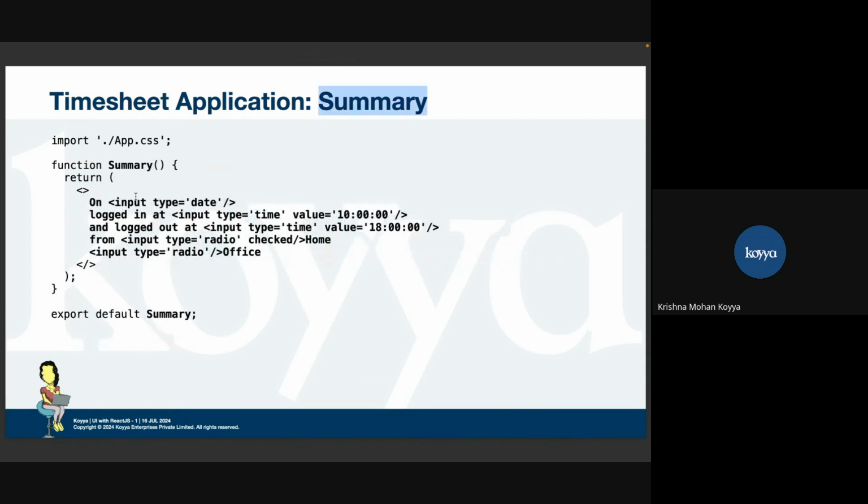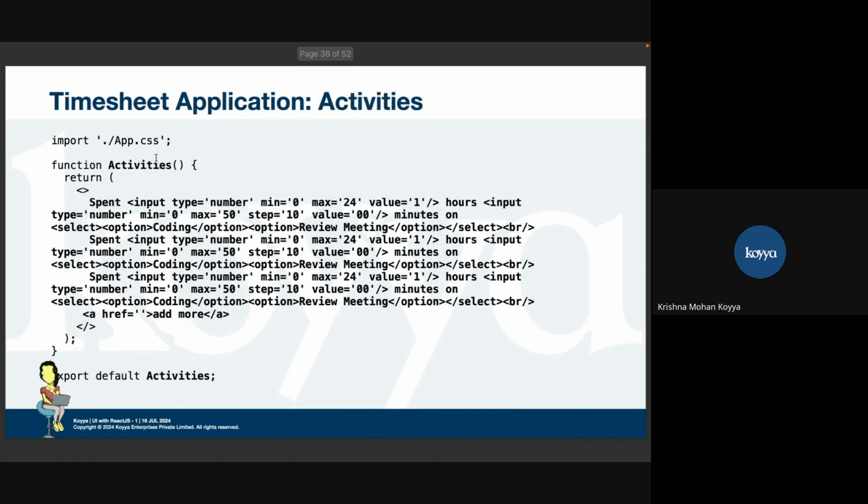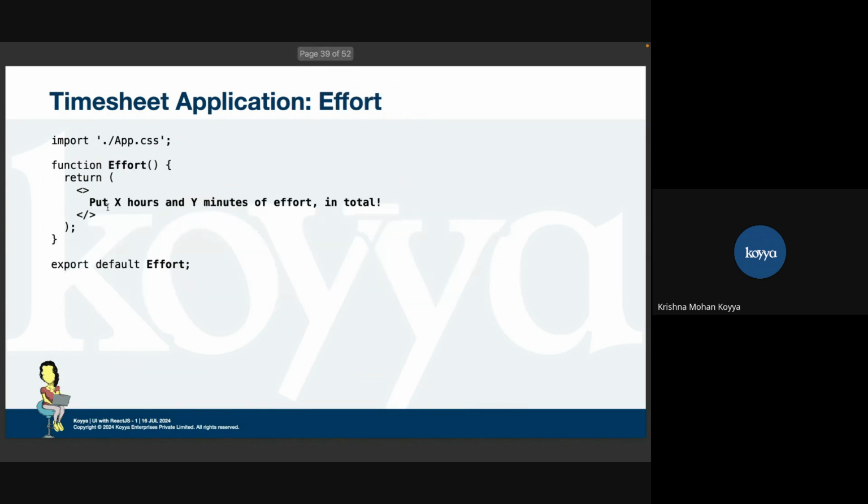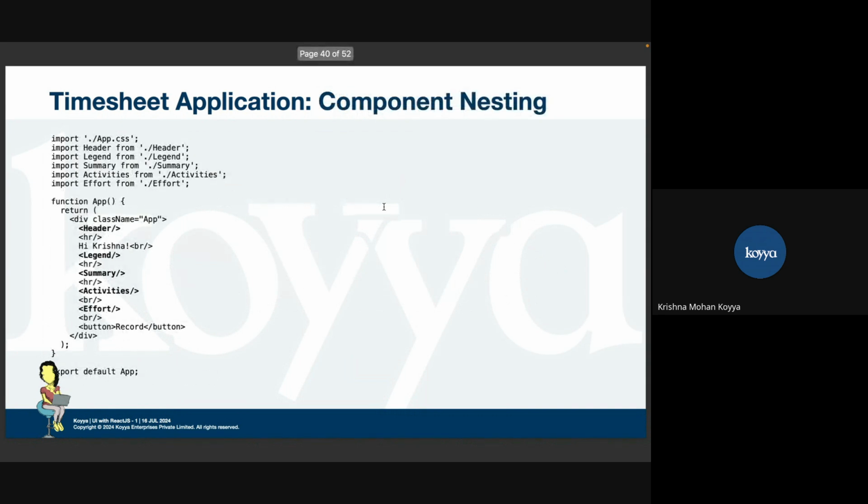Similarly, for summary, you have that date input, time input, from time, to time, from home or from office. Summary is fine. Activities, those activities we have seen, right? Those drop-down boxes. And finally, effort, put X hours, 5 minutes, and so on. That's it. Even after doing all these things, we'll be having the same outcome. I'll show that in a while.